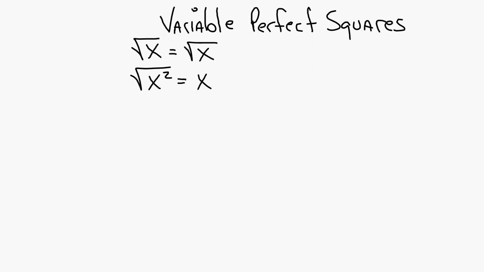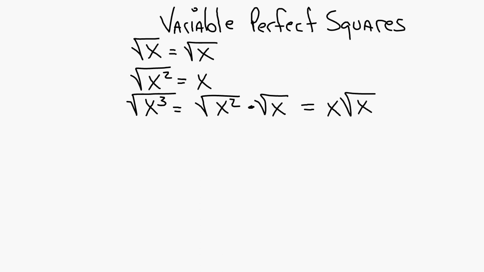The square root of x to the third is equal to the square root of x squared times the square root of x. X squared is the largest perfect square in x to the third. So this simplifies to x times square root of x. You guys remember when you have same bases and you're multiplying, you add the exponents? Do you guys remember that? Alright, well if you don't remember it, that's what happens.